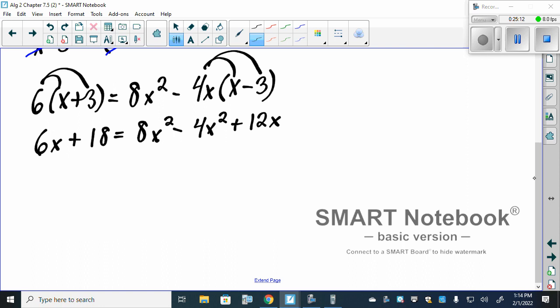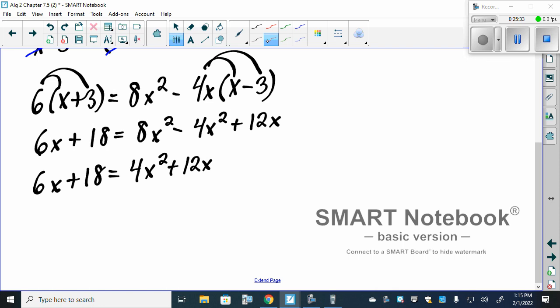Now at this point here, we can combine like terms. Well, not with the 6x plus 18. But the 8x squared minus 4x squared would give us a positive 4x squared plus 12x. Any questions on this so far?